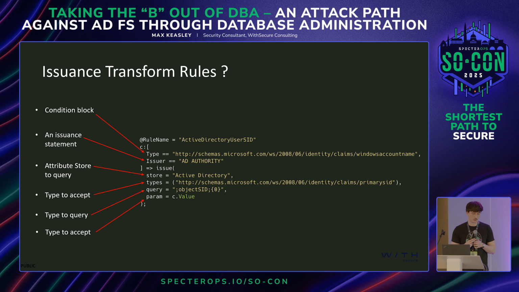The issuance transform rule consists of multiple components. In this case, there's a condition block, an issuance statement, and an attribute store to query. In this case, it's Active Directory, the actual AD authority. The type to query, essentially this is the one for the primary SID, security identifier, the object SID, and then the type to accept, which is the parameter that's incoming, so it'll be associated with the user. Essentially it just configures what information is sent to the relying party. In this case, it's just the primary SID, as I said before.